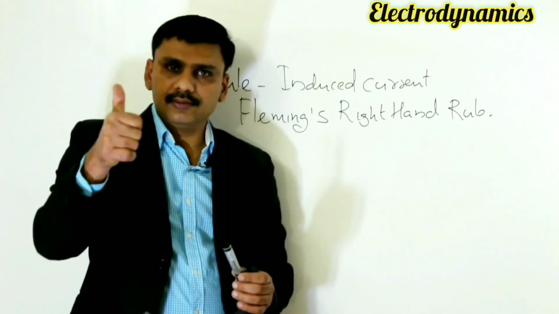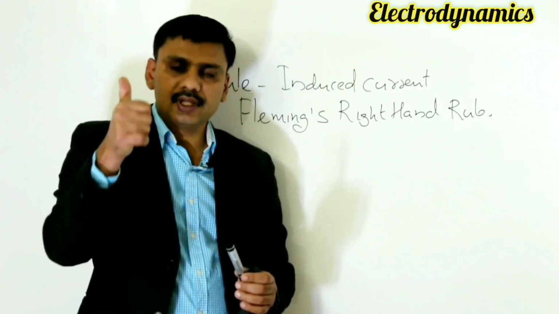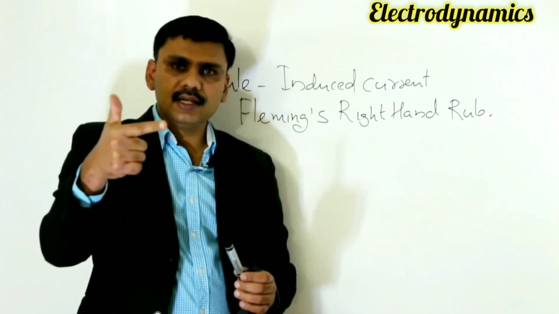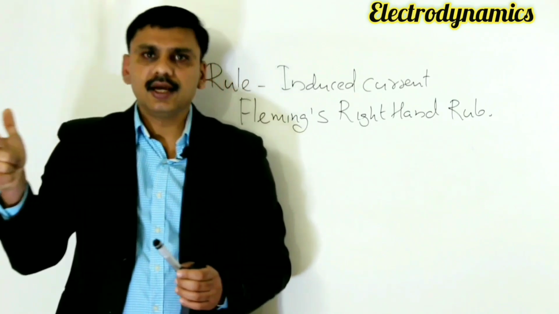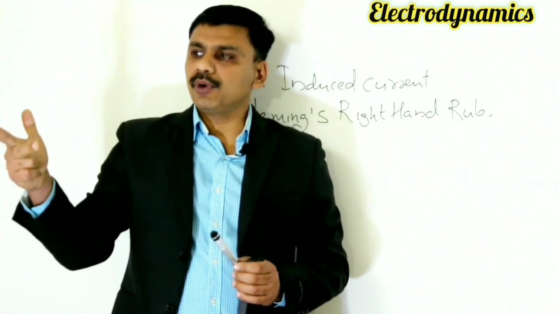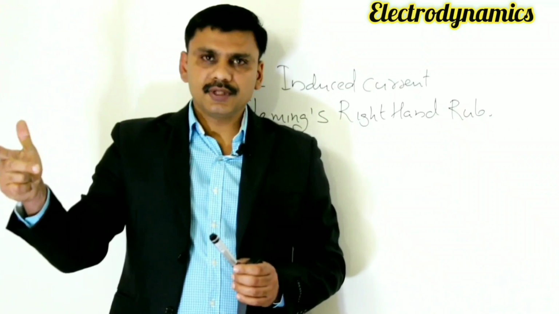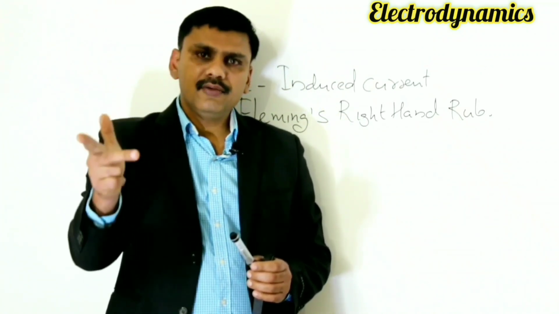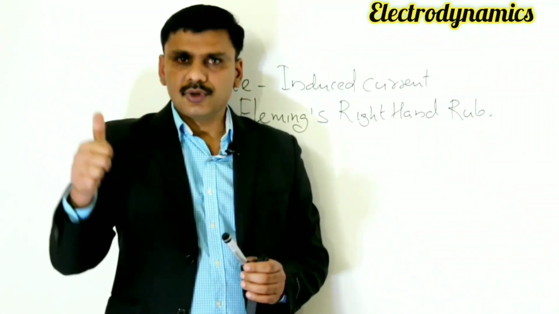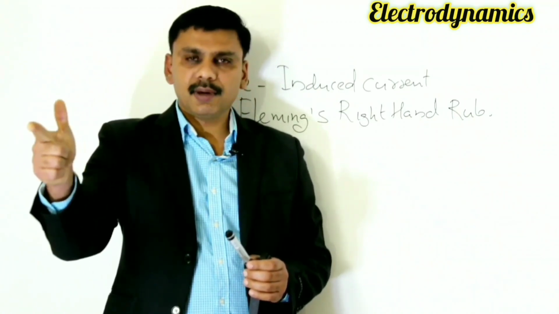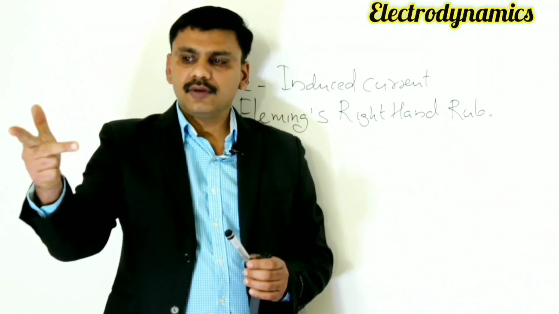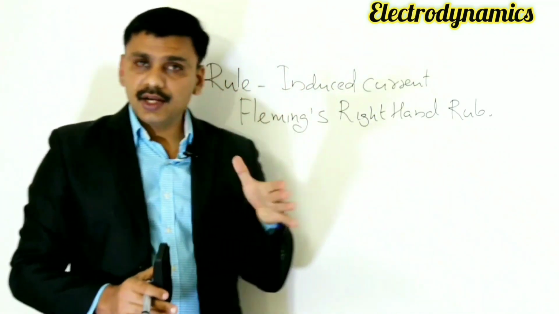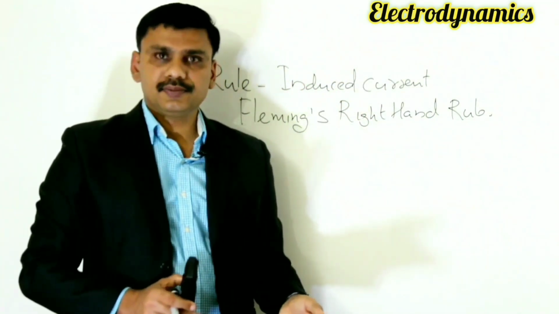A rotating coil placed in a magnetic field will produce current. Thumb gives the direction of rotation. Forefinger gives the direction of magnetic field, middle finger gives the direction of current. So a rotating coil placed in a magnetic field will give induced current. If you have a diagram, you can find out the direction of induced current.